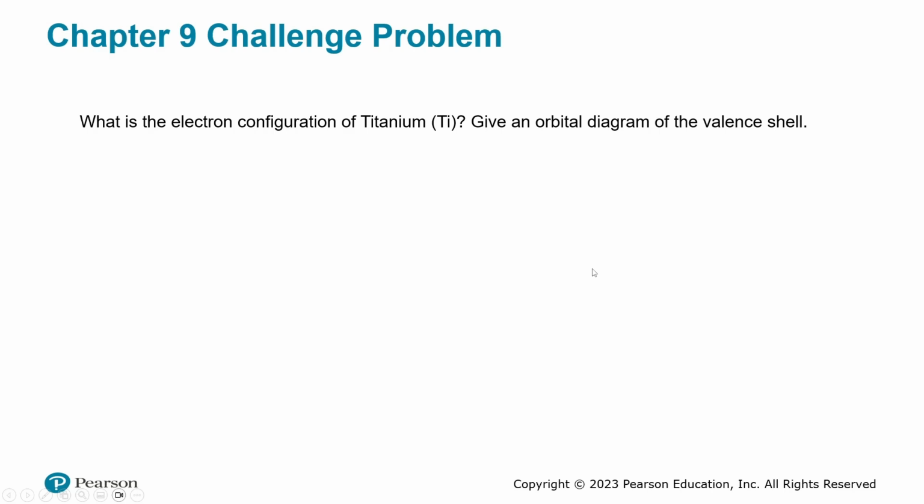So for the last question, very similar to things that we've been doing, but now we're going to work with one of the problems for zirconium, actually. They are actually in the same group and have almost the exact noble gas configuration. The challenge problem for Chapter 9, in 2 exams, is doing the electron configuration for a transition metal and giving the orbital diagram of the valence shell.